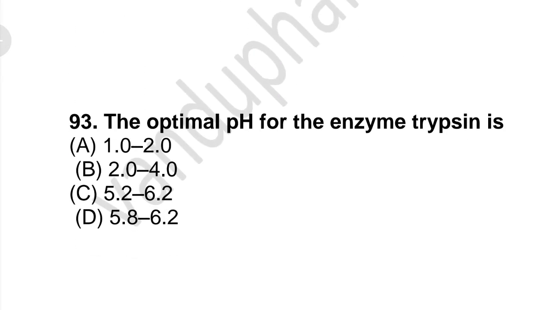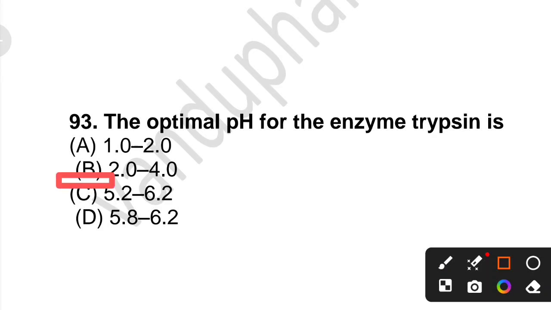The optimal pH for the enzyme trypsin is option A 1.0 to 2.0, option B 2.0 to 4.0, option C 5.2 to 6.2, option D 5.8 to 6.2. Right answer is option C, 5.2 to 6.2.